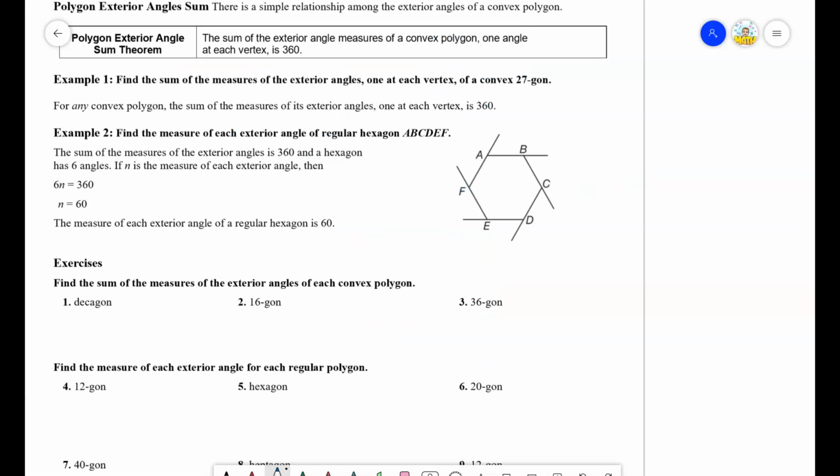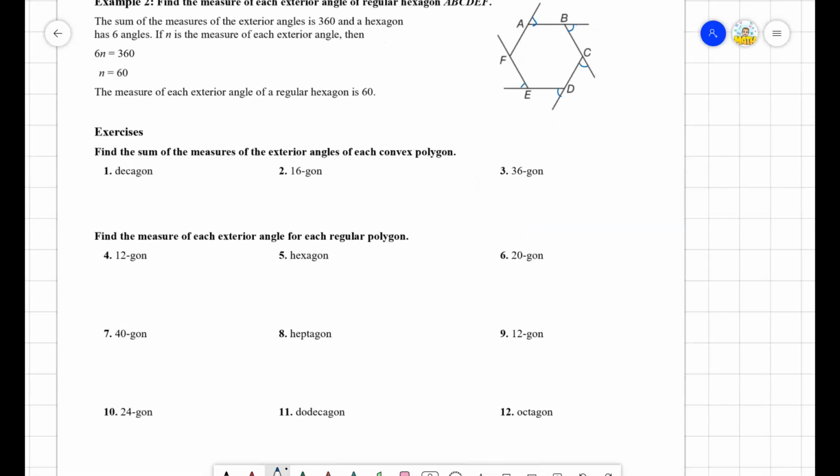And the last part of this section is going to seem just way too easy. Notice there's no formula at all for the rule. The sum of the exterior angle measures of any convex polygon, one angle at each vertex, is always 360 degrees. So what we're talking about here is this angle plus this angle plus this angle, plus this angle, plus this angle. They're always going to add up to 360 degrees. When we add all of them together, they always add to 360.